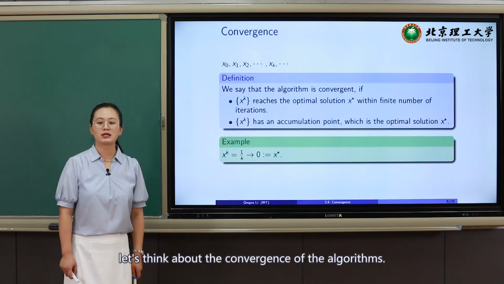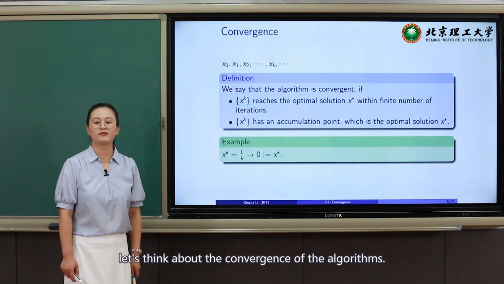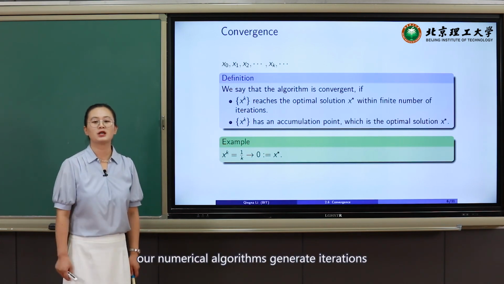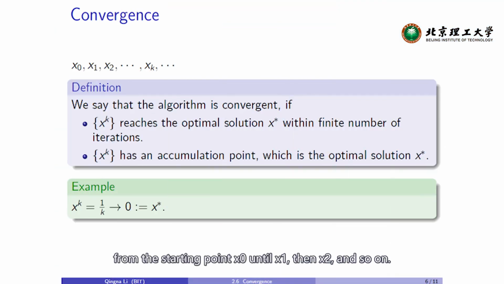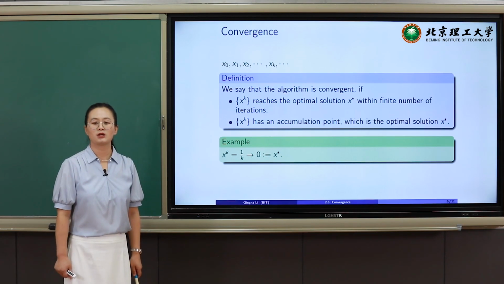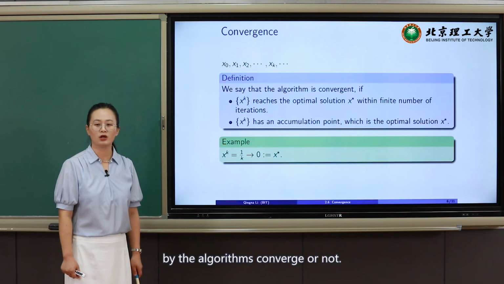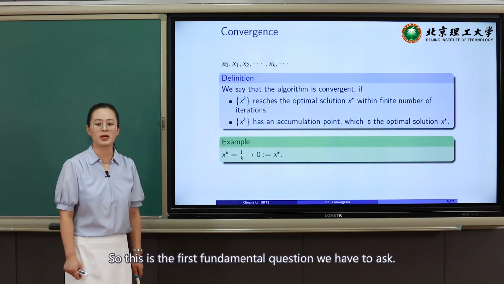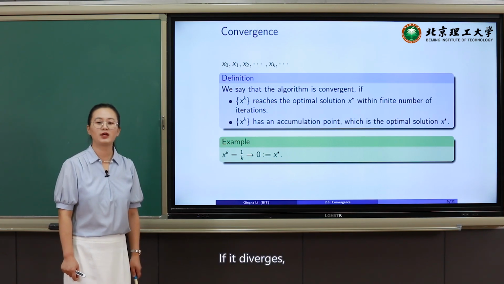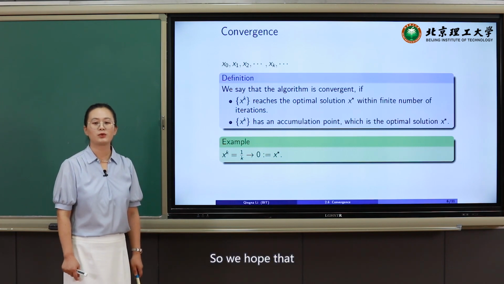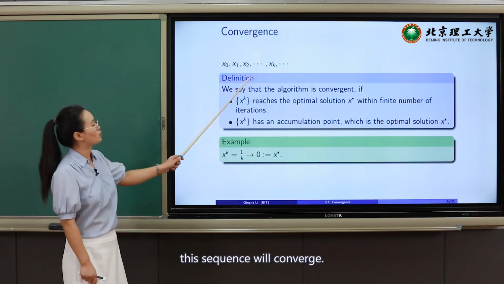Now, next, let's think about the convergence of the algorithms. Recall that our numerical algorithms generate iterations from the starting point x0 to x1, then x2, and so on. A natural question is whether the iterations generated by the algorithm converge or not. This is the first fundamental question we have to ask. If it diverges, then there's no need to use this algorithm. So we hope that this sequence will converge.